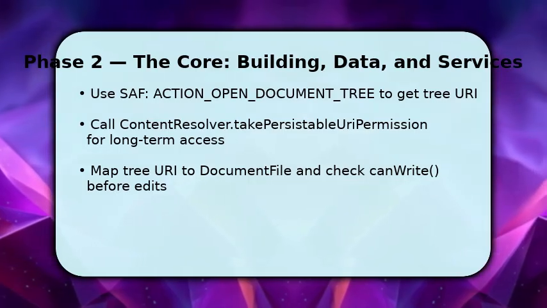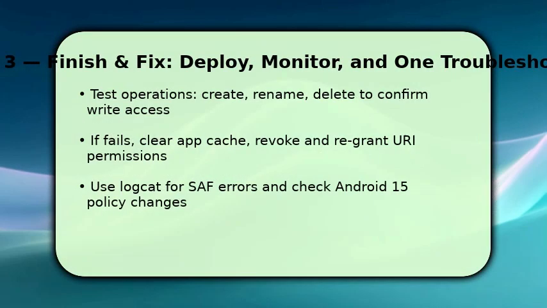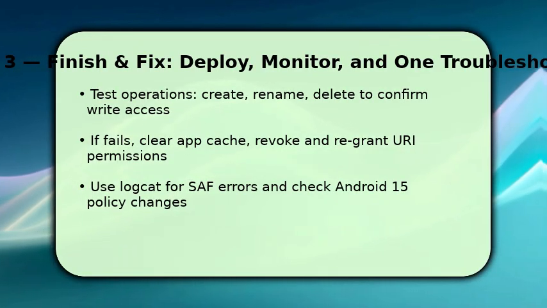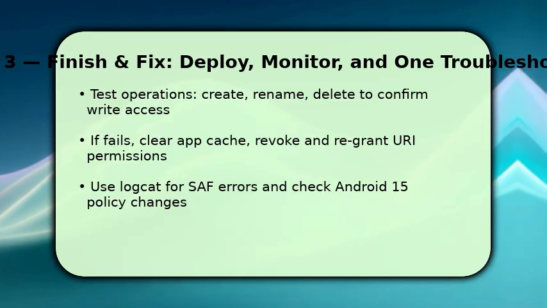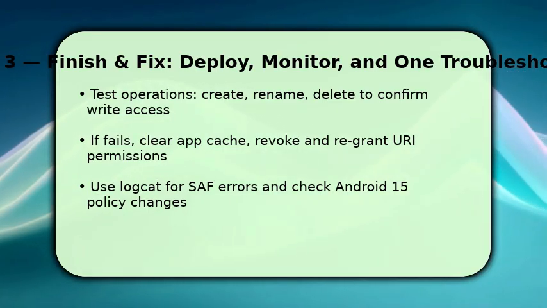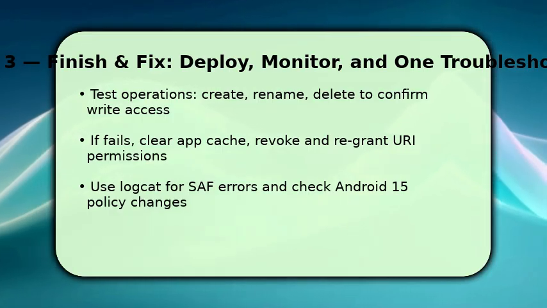You finish by testing real operations. Create a small file, rename it, then delete it to ensure full write permission. If operations fail, revoke the persisted URI and rerun the picker. Sometimes a stale permission blocks access. Also clear app cache and restart the device to reset mounts.